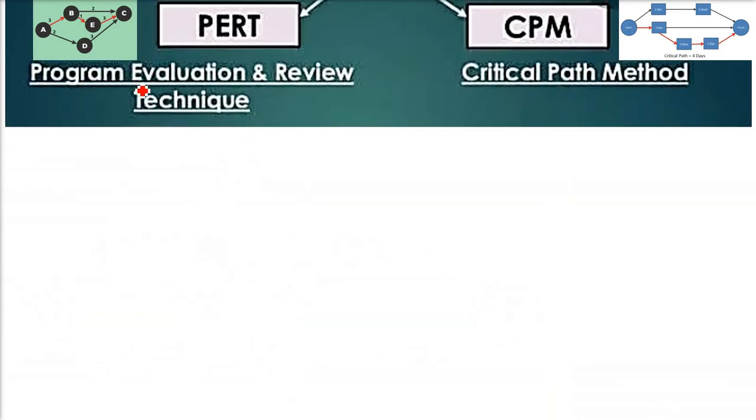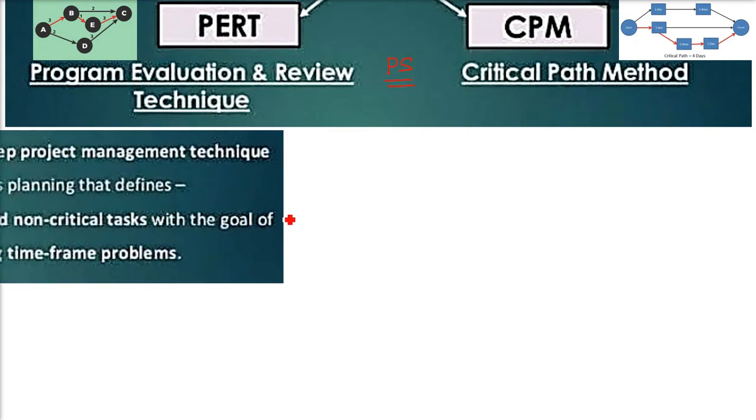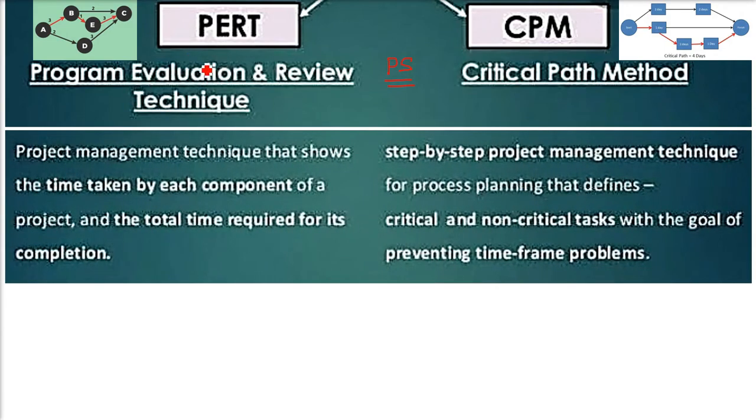PERT and CPM. PERT is program evaluation and review technique. CPM is critical path method. They are project scheduling techniques. They are coming under project management. First thing is a project management technique that shows the time taken by each component of a project, each task of a project, and the total time required for its completion. This is PERT.